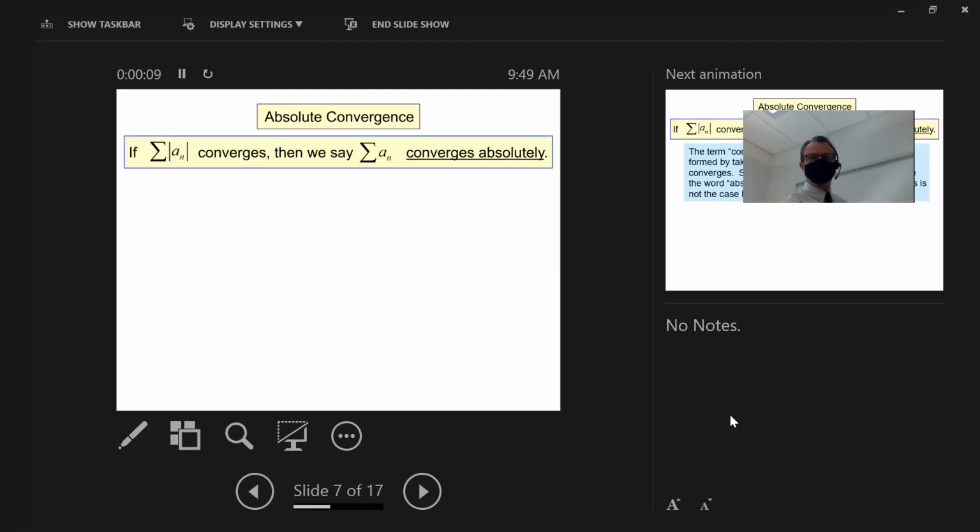Absolute convergence, what does that mean? Well, ready? It's not the language arts definition of absolutely. It means that the absolute value of the series converges. And if the absolute value converges, then the series converges absolutely. What does that mean? Here's an example.